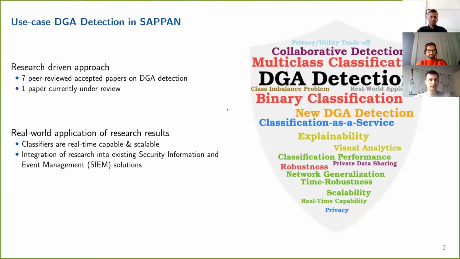In SAPPAN, we had the use case of DGA detection, and we focused here on a research-driven approach. In total, we already published 7 papers in the context of DGA detection, and an 8th paper is already submitted and under review. However, we not only focus on the research, but we also keep in mind that we want to apply it in the real world. Therefore, during our research, we ensured that the classifiers are real-time capable and scalable. We also put integration efforts in and integrated our research already into existing security information and event management solutions.